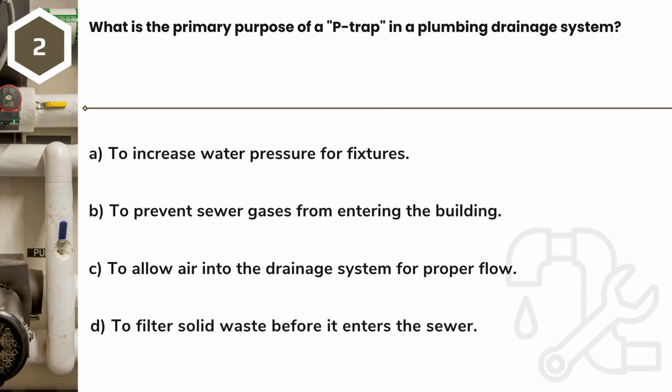Question 2. What is the primary purpose of a P-trap in a plumbing drainage system? A. To increase water pressure for fixtures. B. To prevent sewer gases from entering the building. C. To allow air into the drainage system for proper flow. D. To filter solid waste before it enters the sewer.